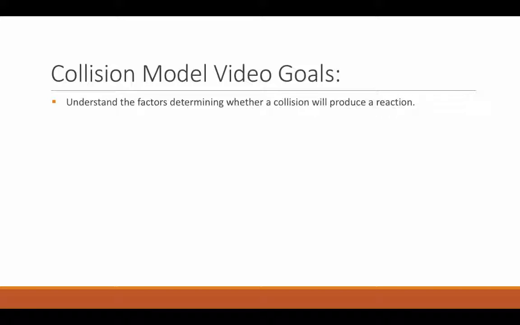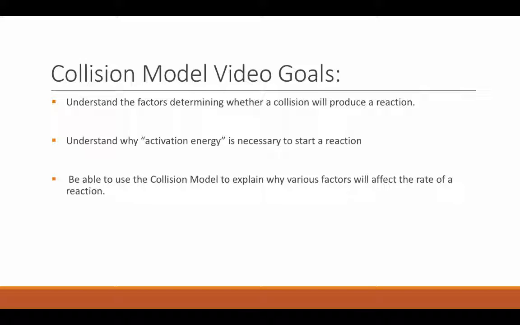Let's review our goals. First, we looked at the factors determining whether a collision will produce a reaction, these being molecular orientation and activation energy. Then we looked at why activation energy is necessary to start a reaction. And then we used the collision model to explain why factors such as temperature, concentration, and state of reactants will affect the reaction rate.